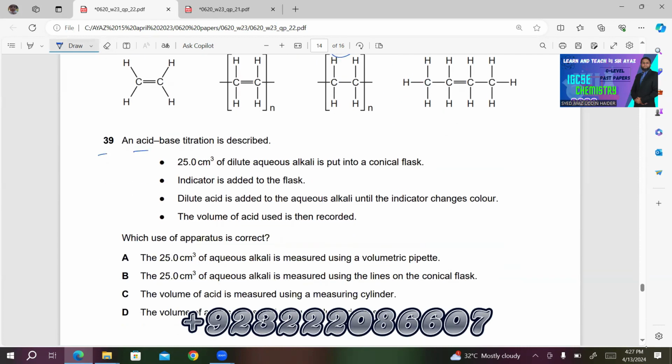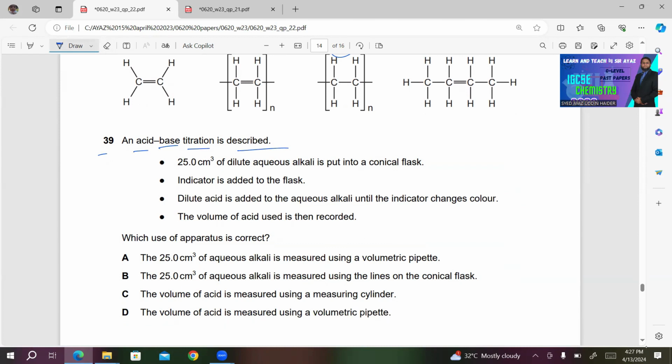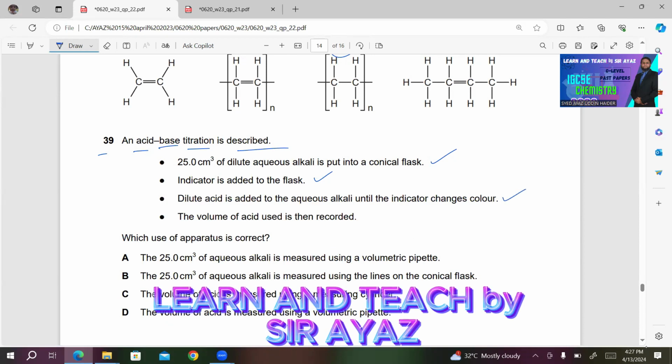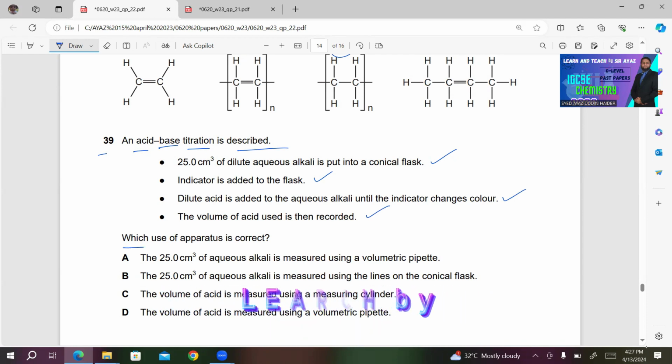39. An acid-base titration is described. 25 centimeter cube of dilute aqueous alkali is put into a conical flask. Indicator is added to the flask. Dilute acid is added to the aqueous alkali until the indicator changes color. The volume of acid used is then recorded. Which use of apparatus is correct? A, 25 centimeter cube of aqueous alkali is measured using a volumetric pipette. This looks correct to me. A volumetric pipette can be used to transfer 25 centimeter cube of aqueous alkali.